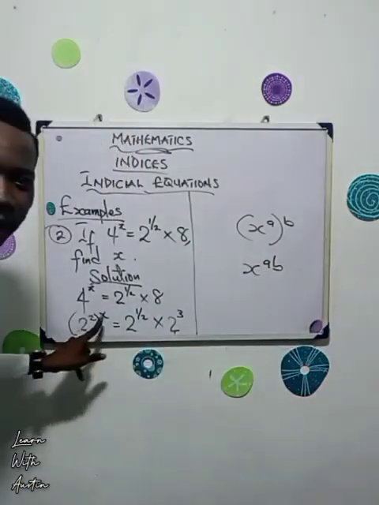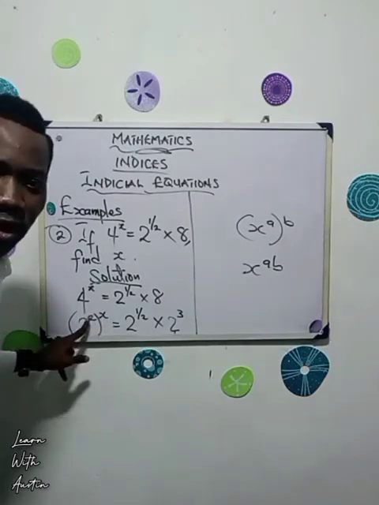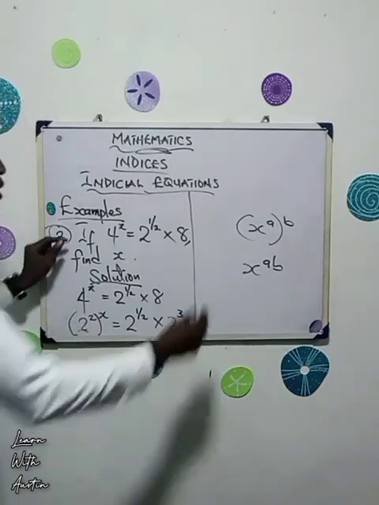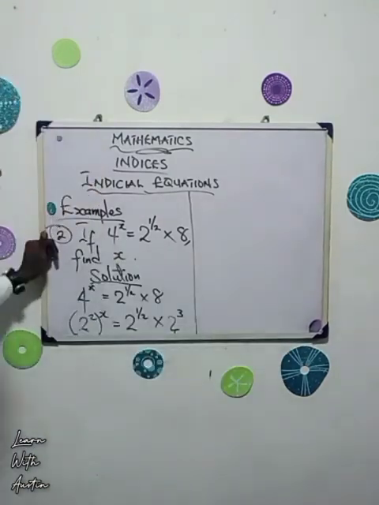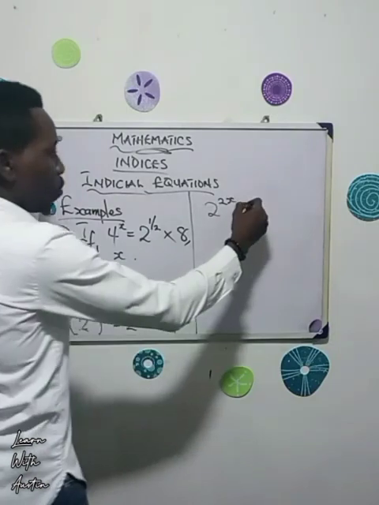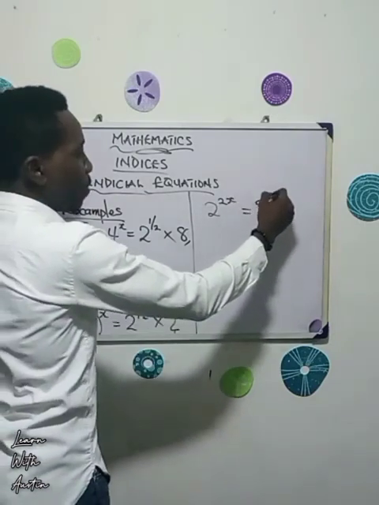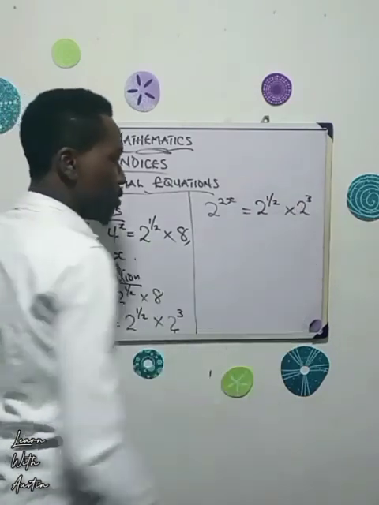So that can be applied here. Multiply this power, this 2, by this x. So you're going to have 2 raised to the power of 2x. That will give us 2 raised to the power of 2x equal to 2 raised to the power of 1 over 2 times 2 raised to the power of 3.